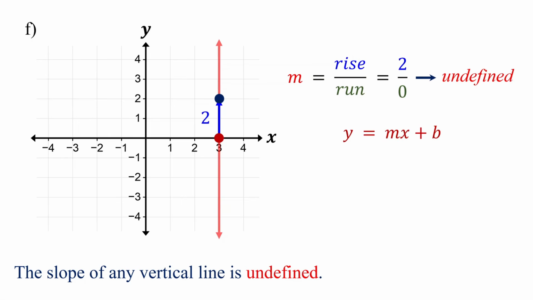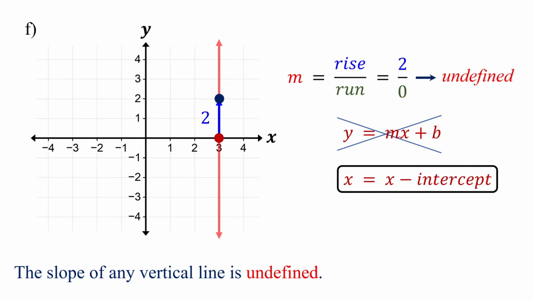Vertical lines cannot be written in slope-intercept form because there is no number we can substitute for m, as it is undefined. Instead, the equation is written as x equals the x-intercept of the line. The x-intercept is the point where the line crosses the x-axis. Here, it is 3. Therefore, the equation of the line is x equals 3. This means x is always 3, no matter the value of y. Note that vertical lines do not cross the y-axis, so they have no y-intercept.